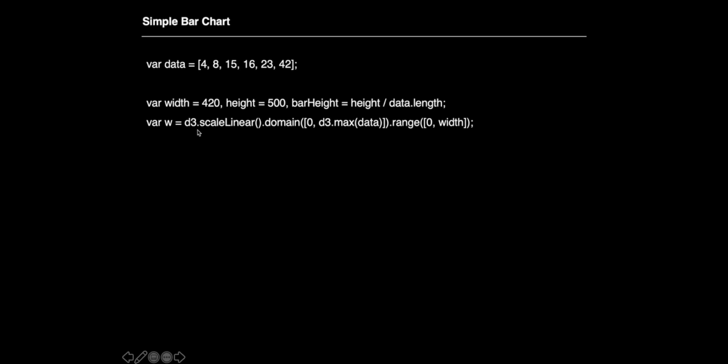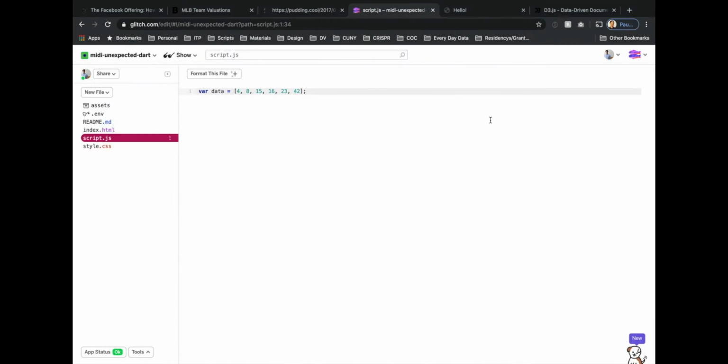So W equals d3.scale.linear. So this is creating the scale of our chart itself. And it's going to be a linear scale. Then we're going to add a domain for the data. And then the range is going to be a minimum of 0 and a maximum of the width of the chart. Okay, so let's add that to our JavaScript.